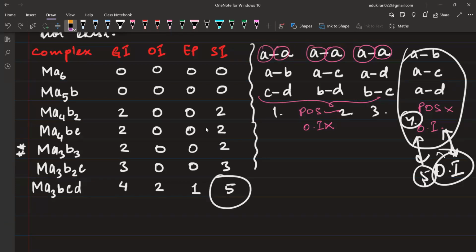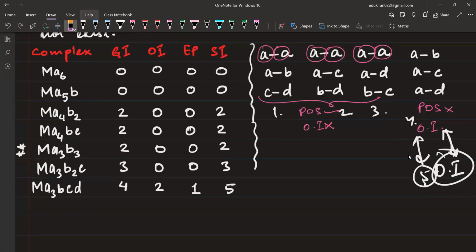Sir, can you explain once again? Yeah, sure, no problem. But you have to keep your mic on and tell me how many geometrical isomers? 4. Now the fourth geometrical isomer is having one optical isomer, right? Yes, sir. Okay, so this is the fifth. That's it? Okay. Make sense? Okay, we're separating it. Okay, sir.